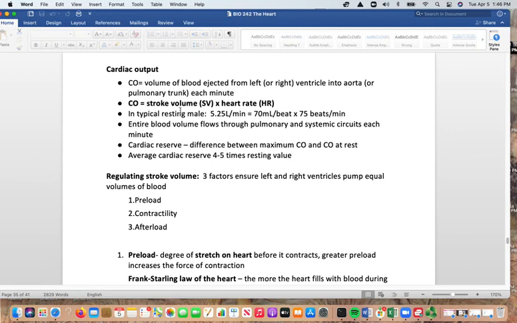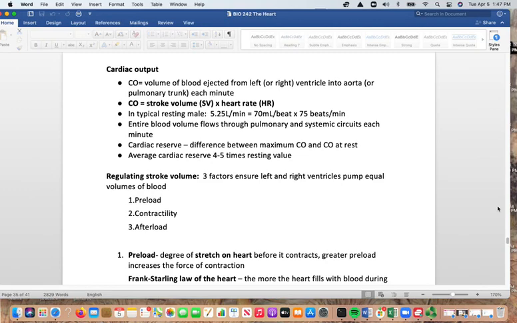In the typical resting male, you have about 5.25 liters per minute. So you have 70 milliliters per beat, 75 beats per minute. You just multiply them together. So that entire blood volume is going to flow through the pulmonary and systemic circuits each minute. So your cardiac reserve, this is the difference between the maximum cardiac output and then the cardiac output at rest. Your average cardiac reserve is about 4 to 5 times the resting value.